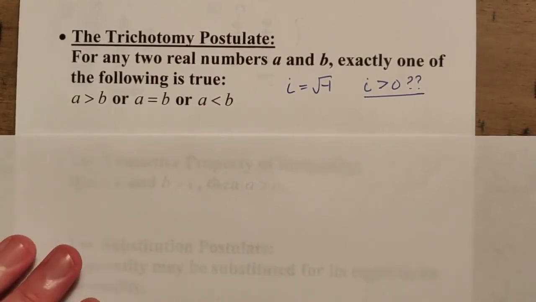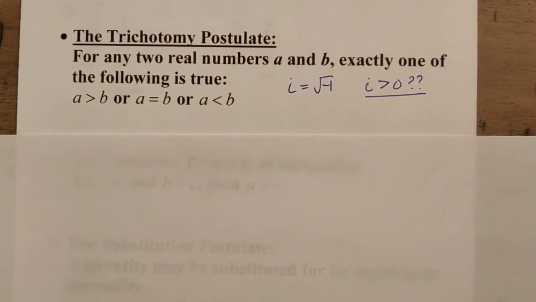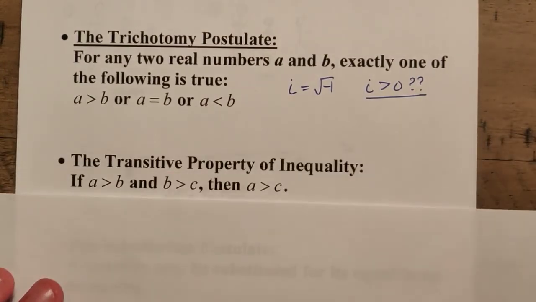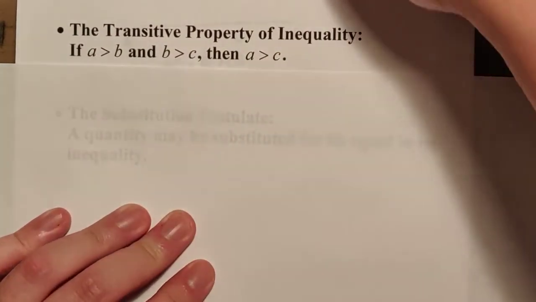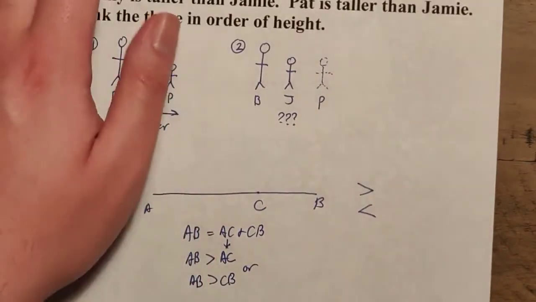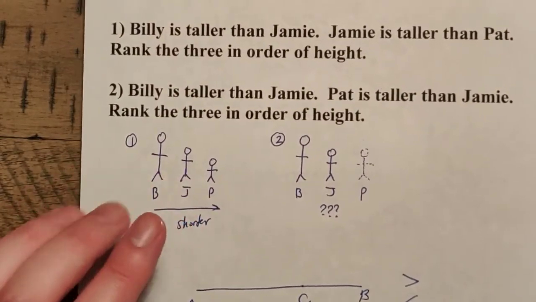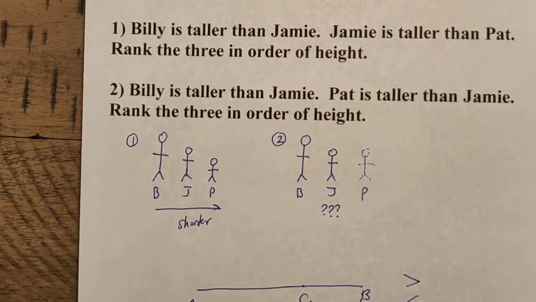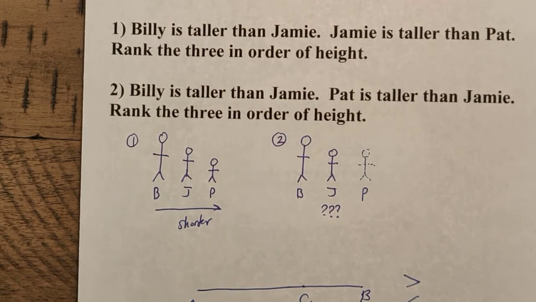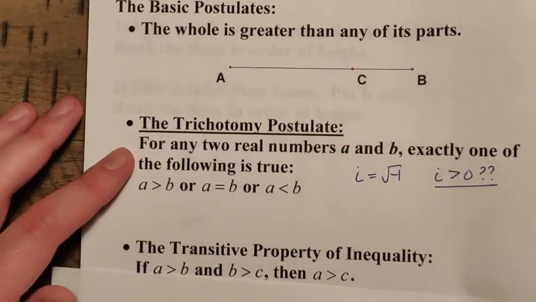Okay? Anyway, we also note that there are other postulates that can be imported very easily into inequalities as well. So for instance, the transitive property. The transitive property holds up pretty well for inequalities, right? We can see that if A is greater than B and B is greater than C, then A is greater than C. This goes back to the first situation where we had Billy, Jamie, and Pat. Even though technically in that first situation we had no direct comparison between Billy and Pat, we were able to make one because Jamie was the middleman, so to speak, connecting Billy and Pat together.